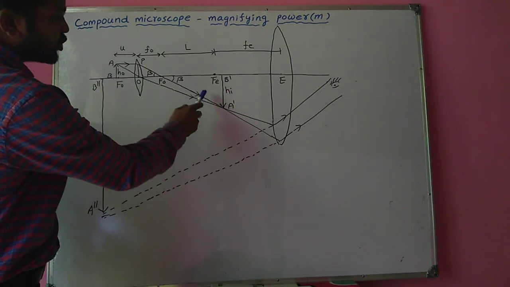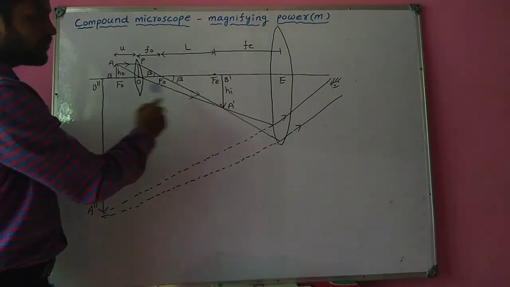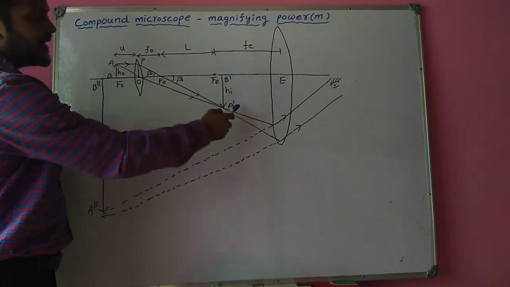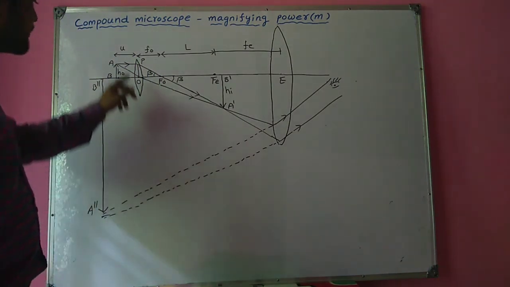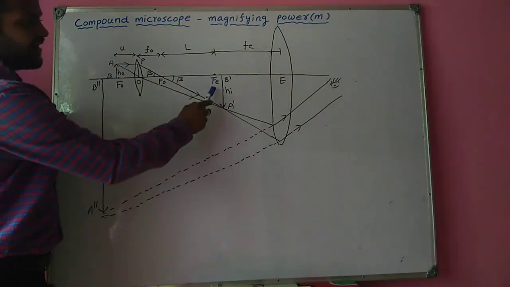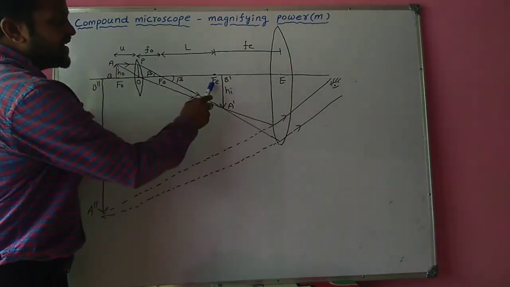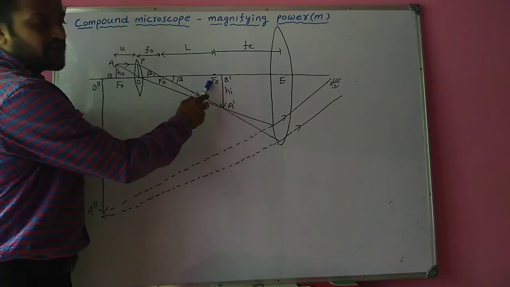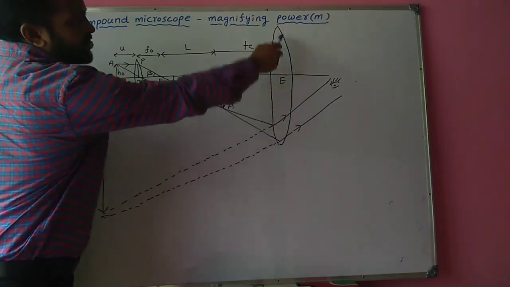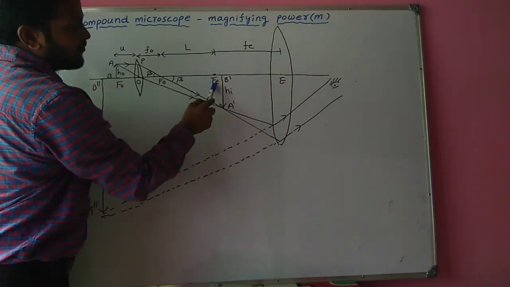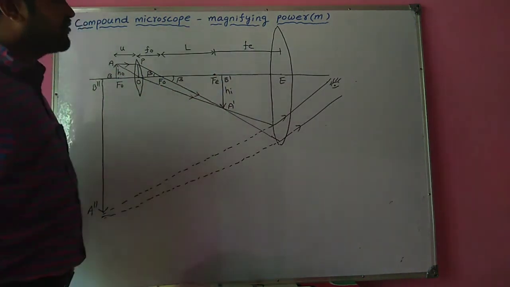Now the point where the two light rays meet, there it forms the image. The objective forms the image. A dash B dash is the image formed by this objective. Here FE is the principal focus, the first principal focus, of the eyepiece. And the distance from its optic center to the principal focus is called the focal length of the eyepiece. Small fE is the focal length of the eyepiece.